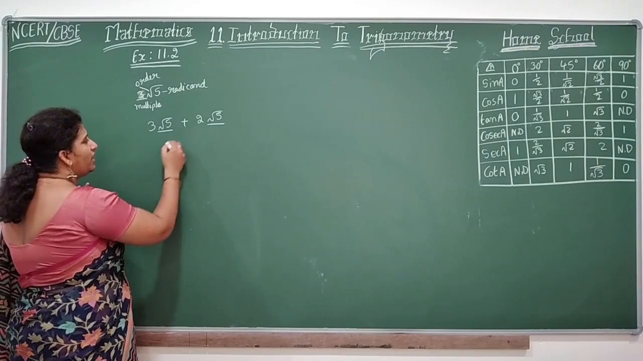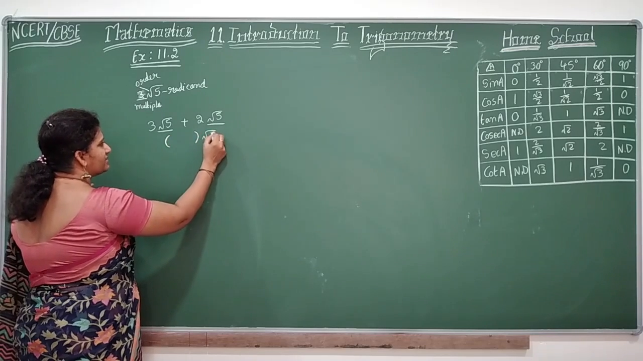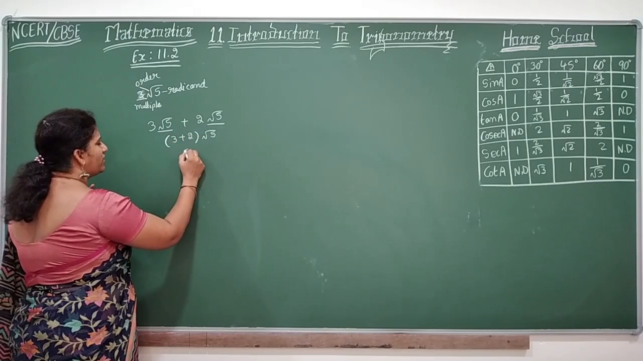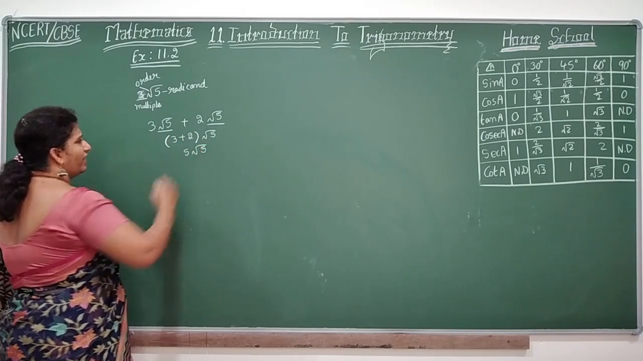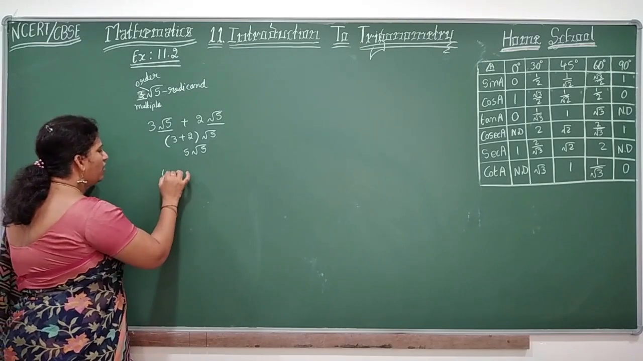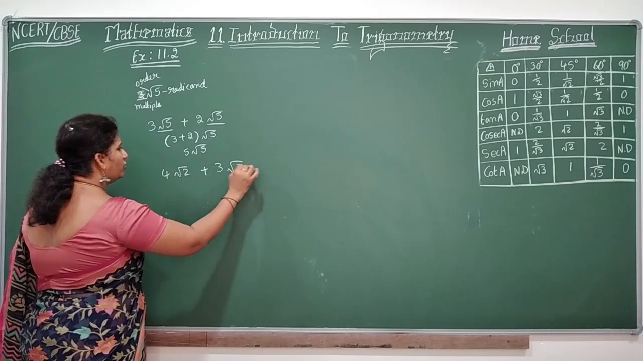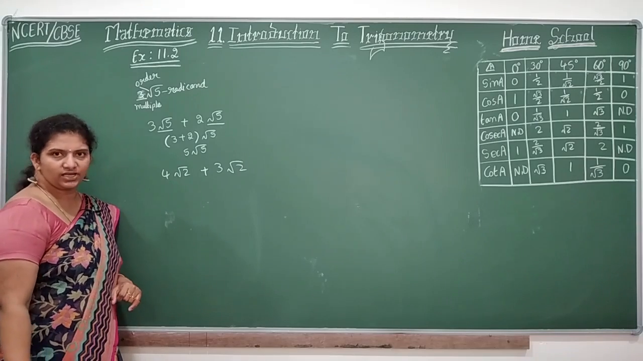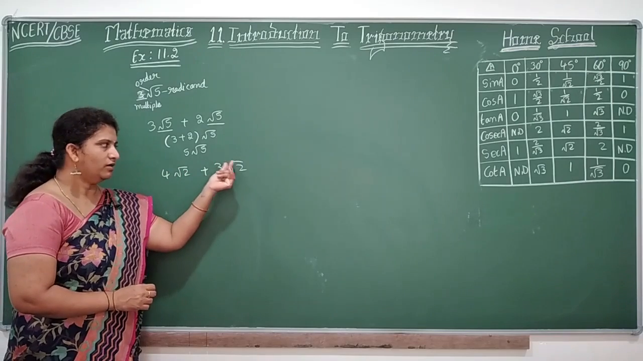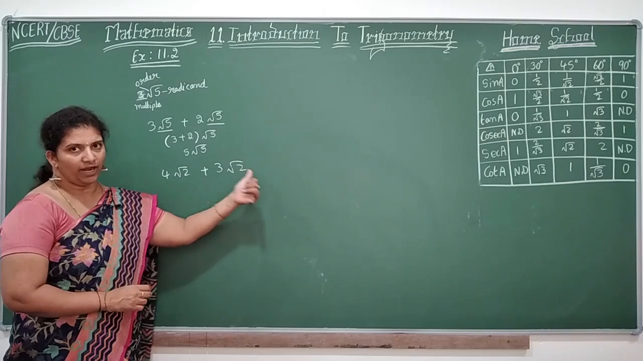So look here children, how to add these surds? We will take common this side. So number 3 plus 2. What is 3 plus 2 here? 5 root 5. Okay. So now one more example I will say here. 4 root 2 plus 3 root 2. What is this answer children? Directly you can say order, radicand. Order, radicand is same. Order is 2, order is 2. Radicand is 2, radicand is 2.